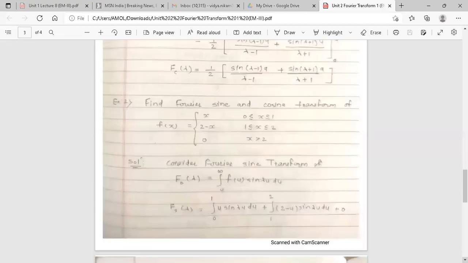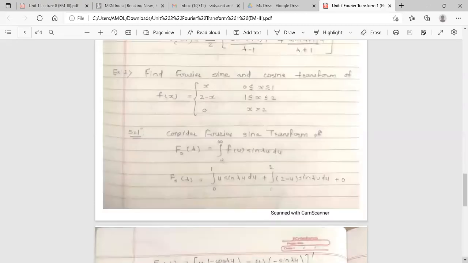Now example number 2. Find the Fourier sine and cosine transform of the function f of x, which is defined in 3 intervals. It is equal to x when x is between 0 and 1, the function is 2 minus x when x is between 1 and 2, and the value of the function is 0 when x is greater than 2. So there are 2 points of discontinuity, 1 and 2.